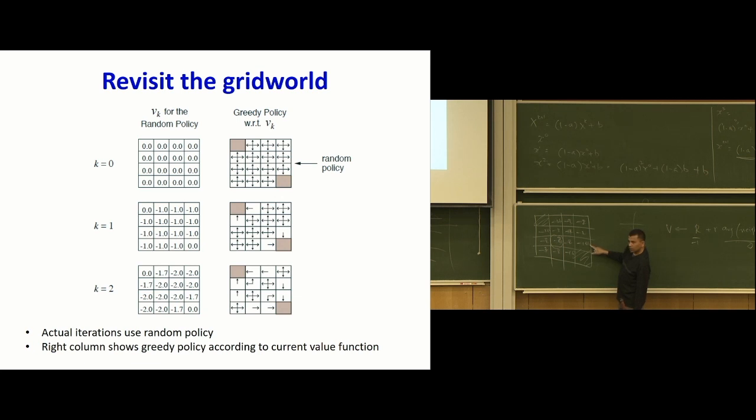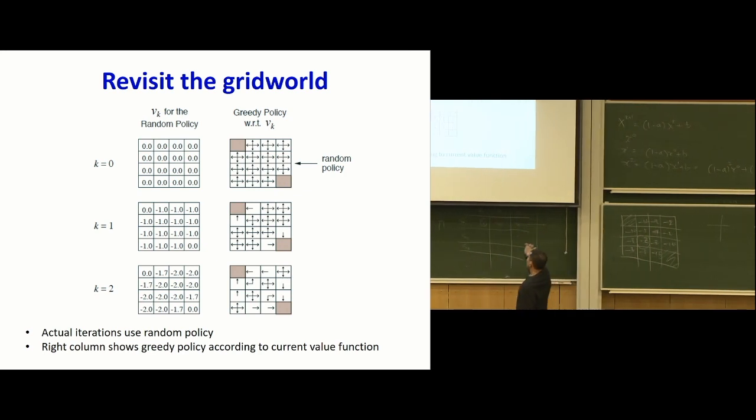Over here, where do you want to go? You want to go down, right? So there's a better policy than the random policy even in this box. Correct? And now look at what happens over there. To the top left, if you look at the initial estimates for the values, all of the boxes are equally good, so the best policy is really the random policy.